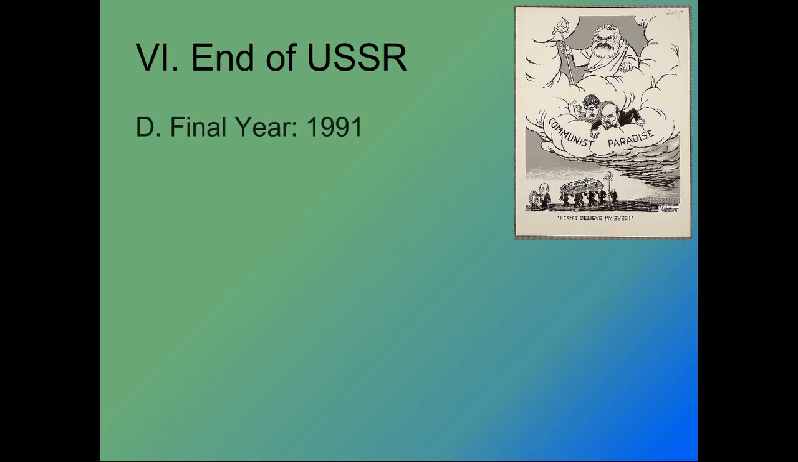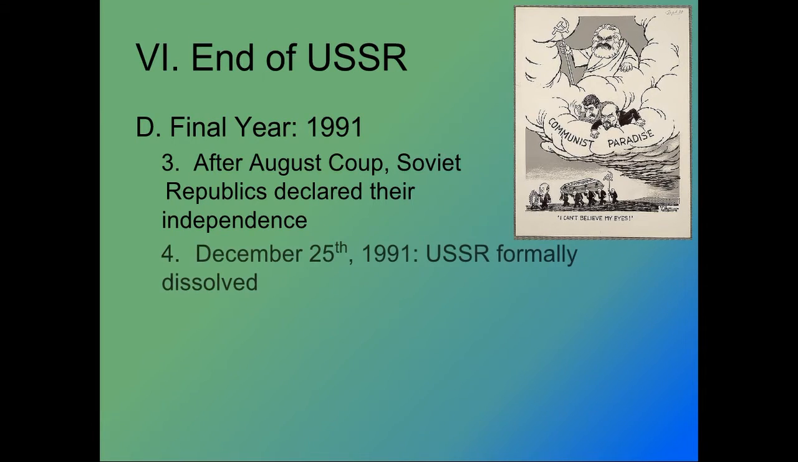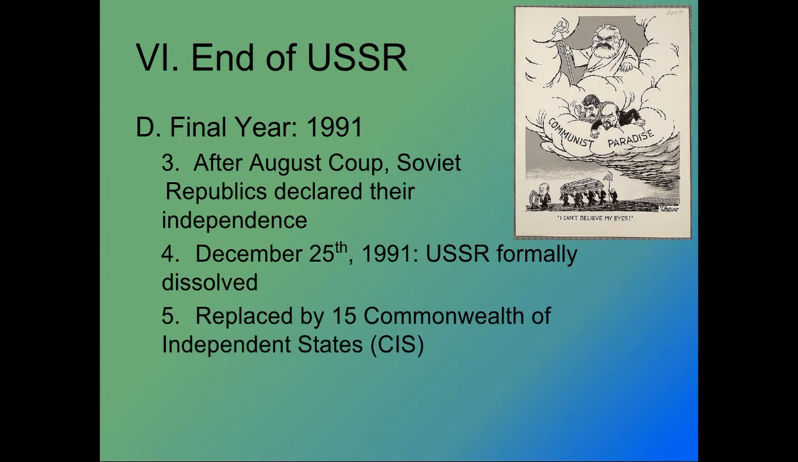So as I said, many more Soviet republics declare their independence in the fall and early winter of 1991, and on December 25th, once again Christmas Day, as a gift to the world, the Soviet Union formally dissolves, and it is no more. The great dream of Lenin and Stalin and the nightmare of so many Soviet peoples has officially come to a close. These 15 former Soviet Socialist Republics are now independent states. They're their own sovereign nations.